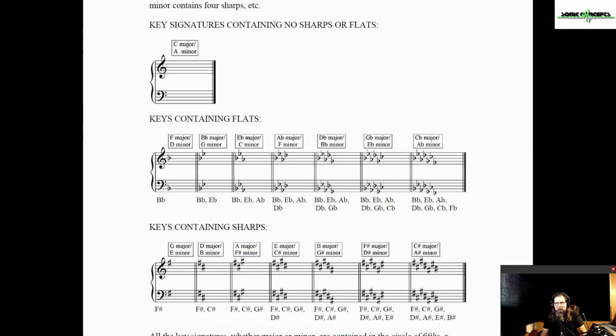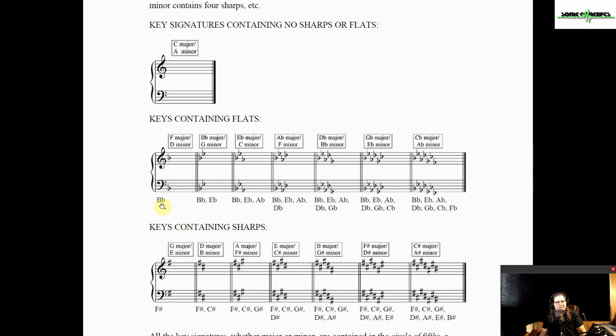This example presents all the key signatures. Observe that each major key signature includes its relative minor key signature. Memorize these keys by the number of flats or sharps they contain. For example, the key of B-flat major contains 2 flats, the key of C-sharp minor contains 4 sharps, and so on. There is one key signature containing no flats or sharps, and that's the key of C or A minor. And then here are all the keys containing flats, along with their relative minors. And here are the keys containing sharps, including their relative minors.